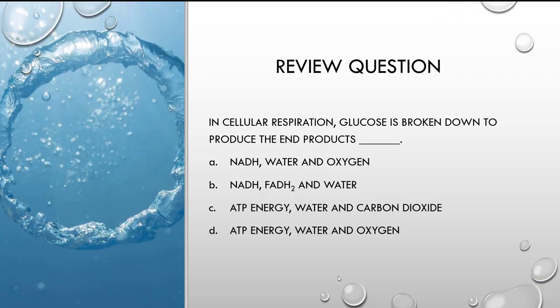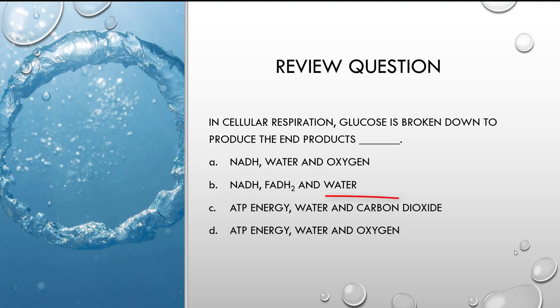And then finally we have, in cellular respiration, glucose is broken down to produce which end products? Is it A, NADH, water and oxygen, B, NADH, FADH2 and water, C, ATP energy, water and carbon dioxide, or D, ATP energy, water and oxygen? So what is glucose broken down to produce?